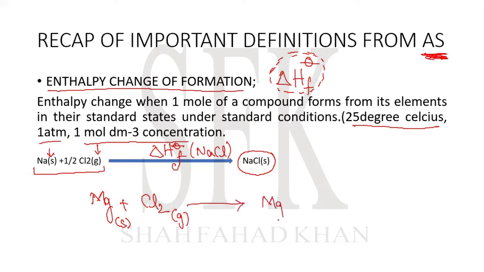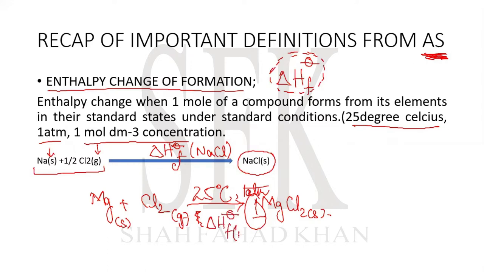So they'll give you MgCl2 solid, right, under standard conditions of 25 degrees Celsius, 1 atmospheric pressure, and 1 mole per dm cube concentration. The concentration doesn't apply over here because we don't have solutions, but see, 1 mole of the product is formed. So again, the enthalpy change of this reaction is also going to be the enthalpy change of formation of magnesium chloride, MgCl2.